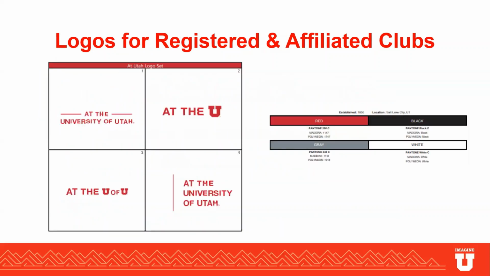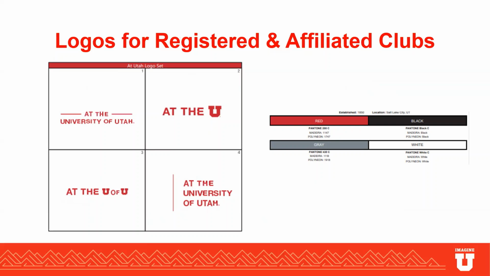So these are the logos available to registered and affiliated clubs. As you can see, all of them utilize the verbiage "at the." So at the University of Utah, at the U, at the U of U, at the University of Utah, so on and so forth. You don't have to use these logos if you don't want to.